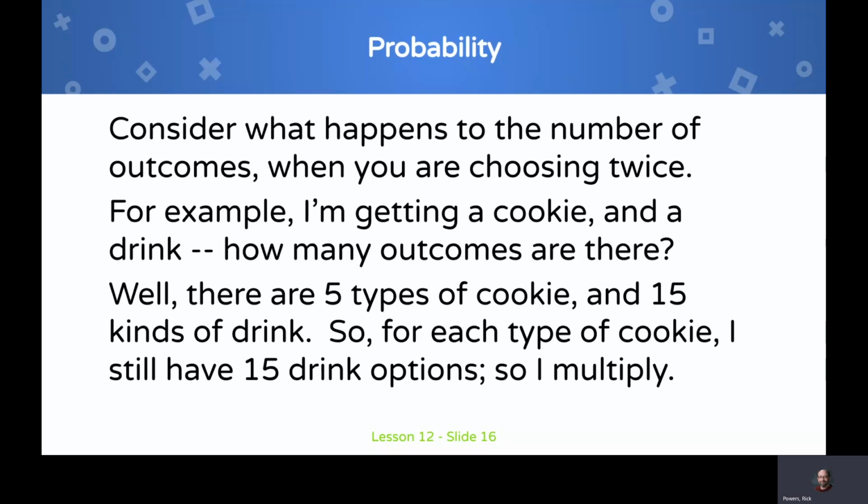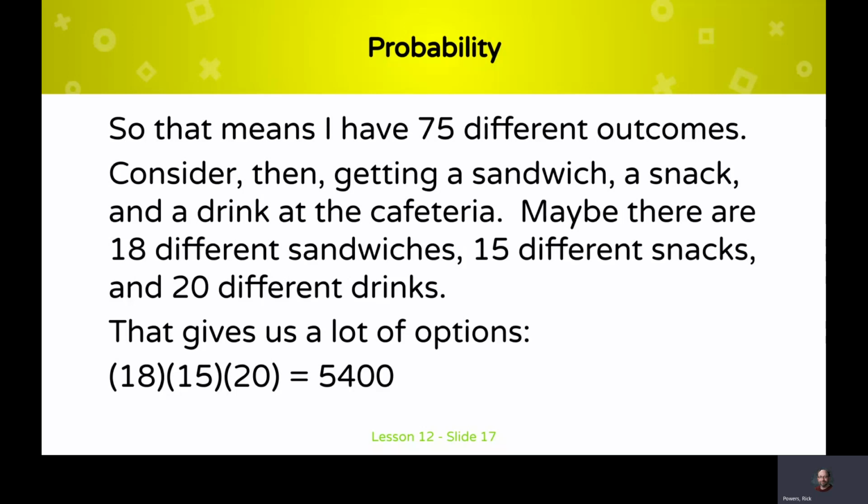Well, there are 5 types of cookie and 15 kinds of drink. So for each type of cookie, I still have 15 drink options, so I multiply. That means I have 75 different outcomes. Consider then getting a sandwich, a snack, and a drink at the cafeteria. Maybe there are 18 different sandwiches, 15 different snacks, 20 different drinks. That gives us a lot of options. 18 times 15 times 20, 5,400 outcomes.